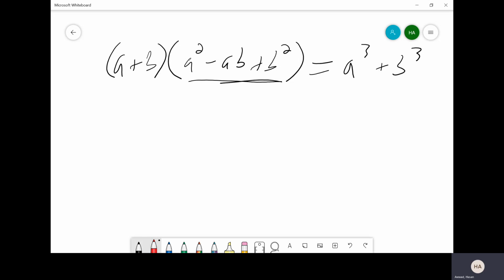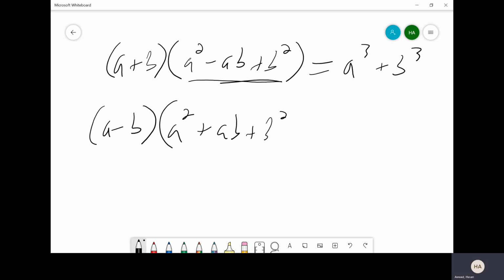And then the last one that is, quote unquote, a popular case is a minus b. So again, the difference here, you see the sign difference. Instead of a plus b, it's a minus b. And we have a squared plus ab plus b squared. And this is going to give us a cubed minus b cubed.